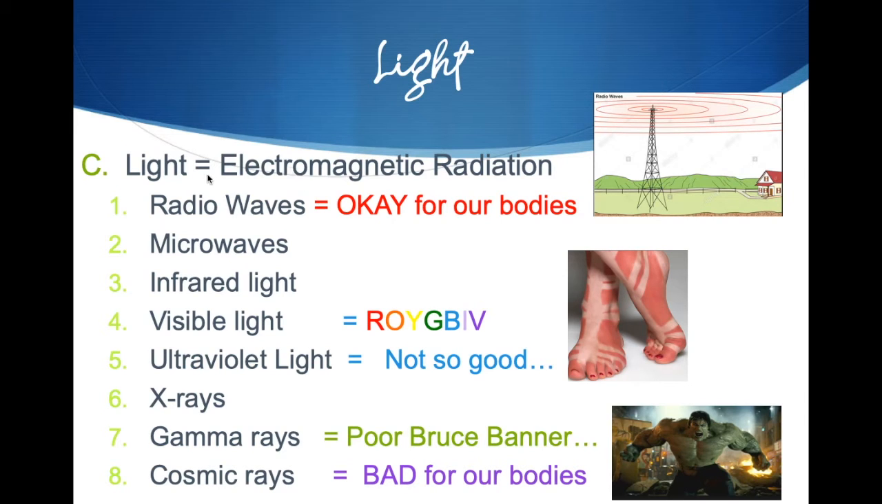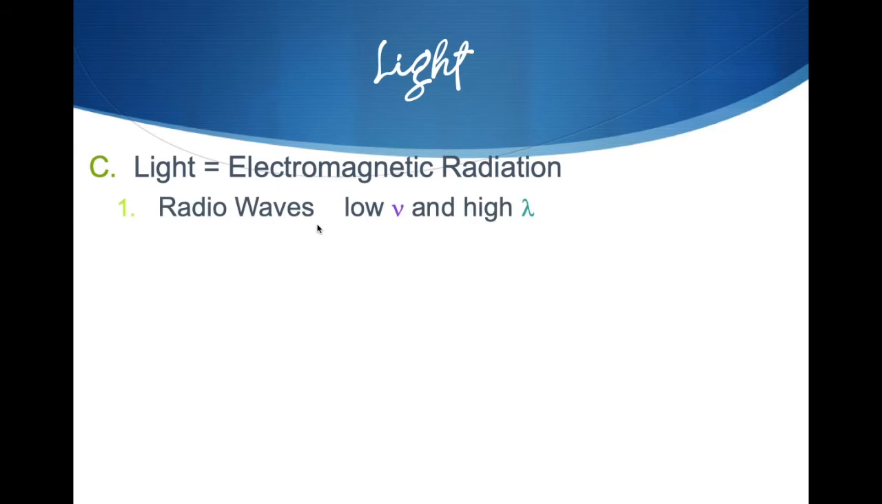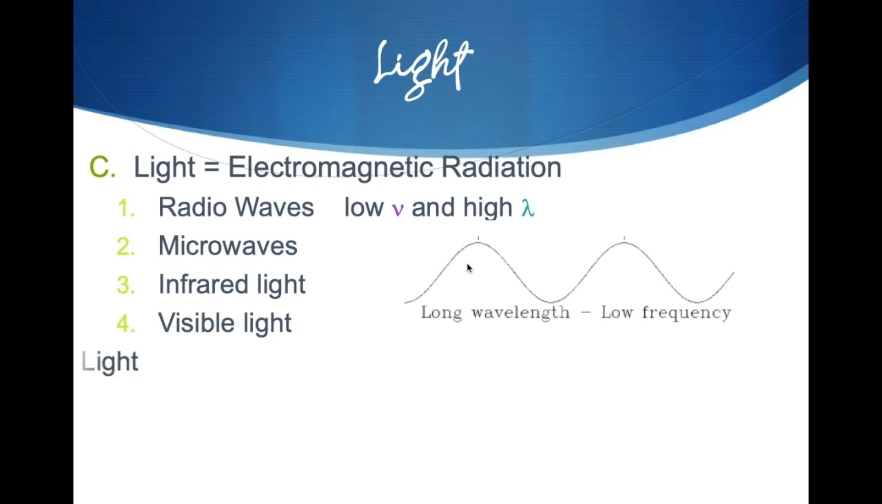But the point is that we've got different versions of waves, all based on the movement of the electrons. Okay, so now let's make some connection between wavelength and frequency. So radio waves would be a low frequency, so they're not moving very fast, and a high wavelength, meaning it would be really stretched out, right? So a high wavelength would be a long wavelength. It's really stretched out, lower types of energy.